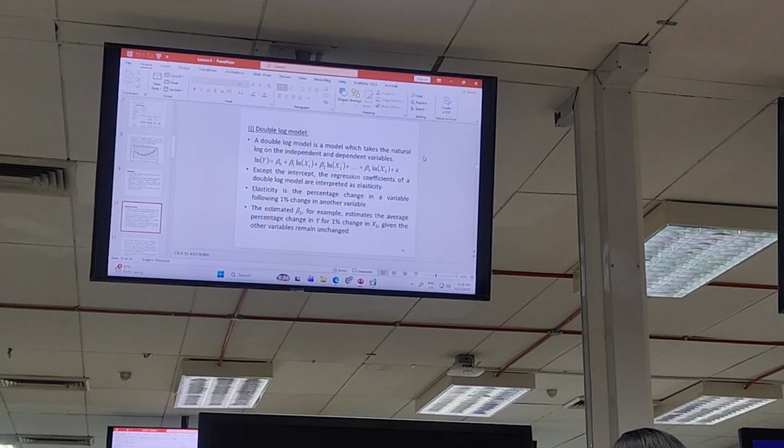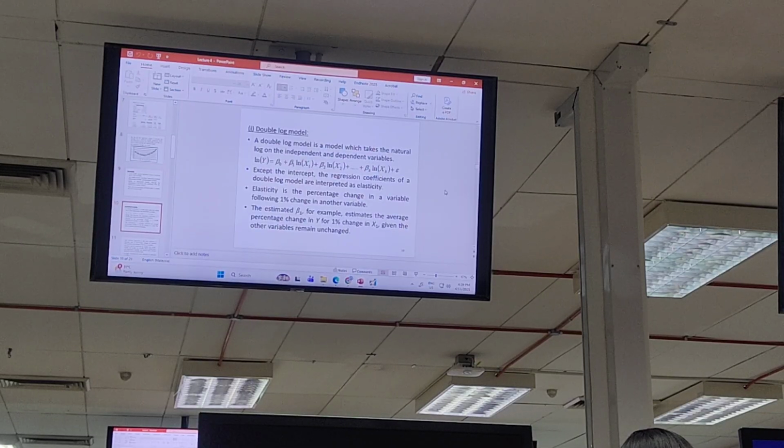So, the double log model. What is a double log model? A double log model is a model which takes the natural log of the independent and dependent variables. So in the model, all variables are transformed using log transformation. In Excel, you transform using LN, but if we use log, it gives the same thing. So, natural log.